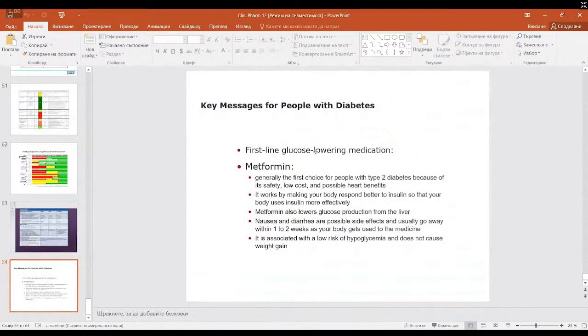Key messages for your patients with diabetes. First line glucose lowering medication in type 2 diabetes is again metformin. But metformin should be used very carefully. You should always check the renal function before starting treatment with metformin, and then follow up your patient if you've achieved normal levels of blood glucose, and follow the kidney function.